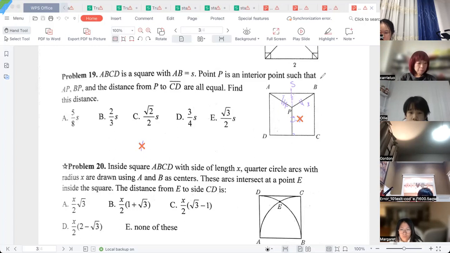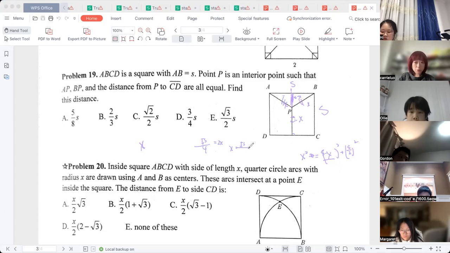Correct, everybody? Because this one is S, this is X, so this little line is S minus X, correct, everybody? Okay, so we immediately have a relationship: X squared equals S minus X squared plus S over 2 squared. Correct? So if you simplify this one, you have 5S over 4 equals 2X. So X equals 5S over 8. So that is the answer, number 8.